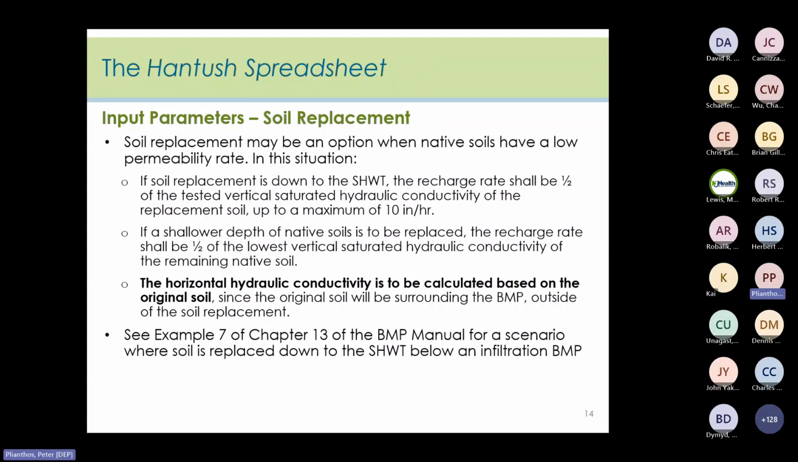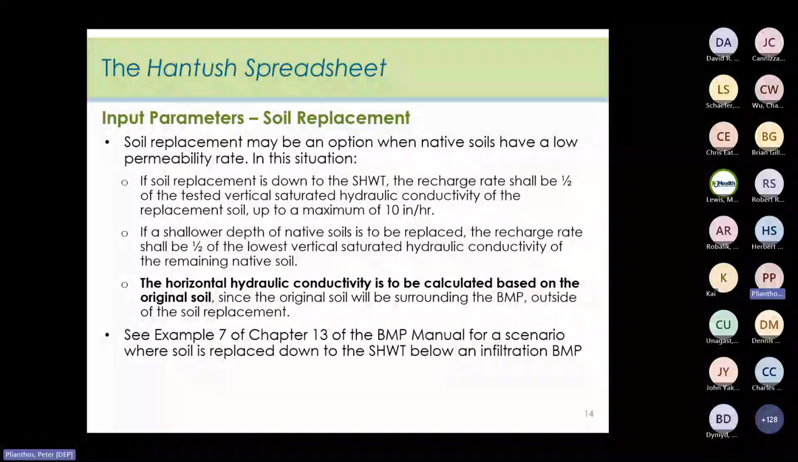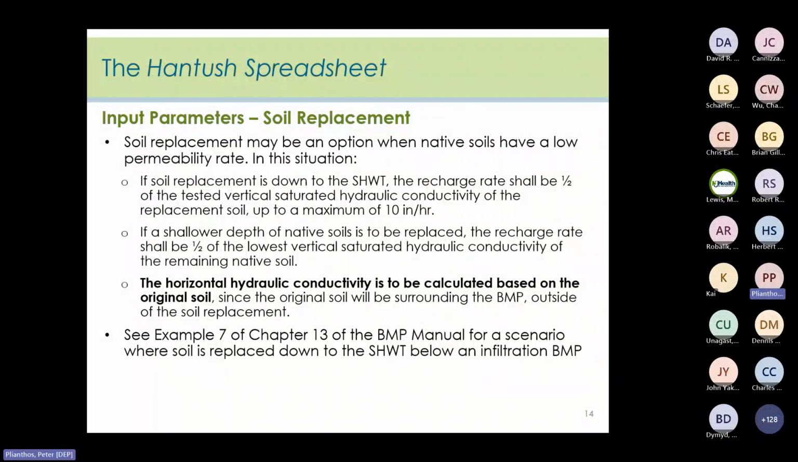When hydraulically restrictive soil layers are present below a proposed infiltration BMP, one solution may be soil replacement. Let's analyze how that may impact the input parameters. In the situation where the soil is replaced all the way down to the seasonal high water table, there are a couple of things to note. The recharge rate shall be 1/2 of the tested vertical hydraulic conductivity of the soil replacement media, up to a maximum of 10 inches per hour.